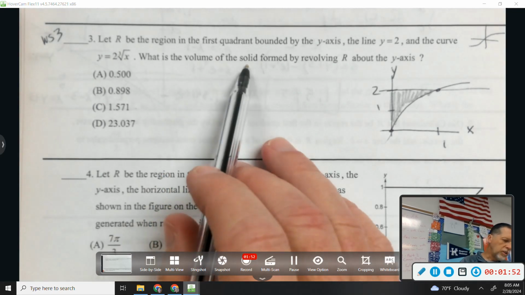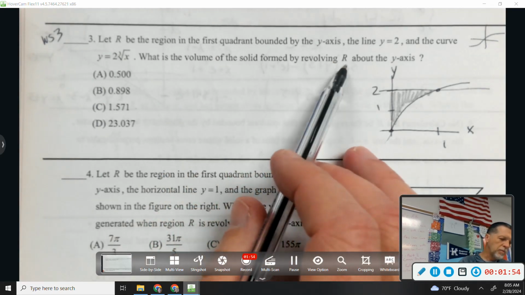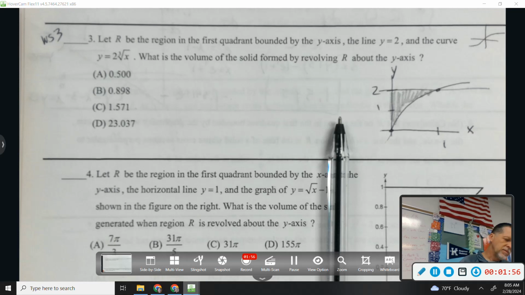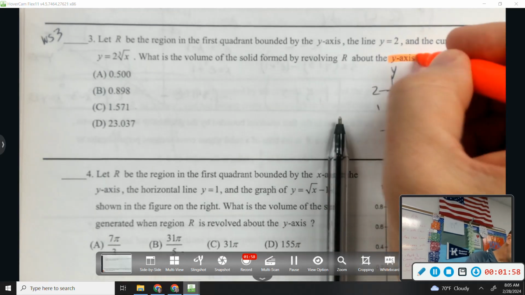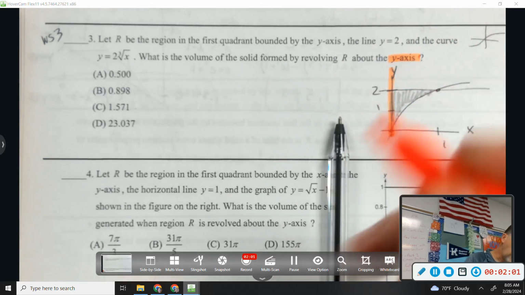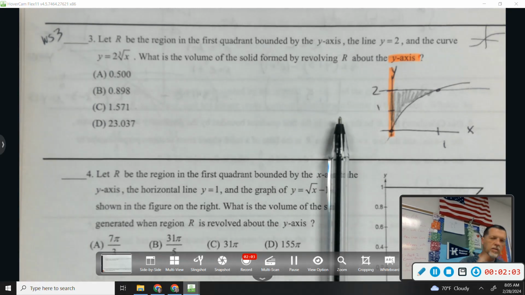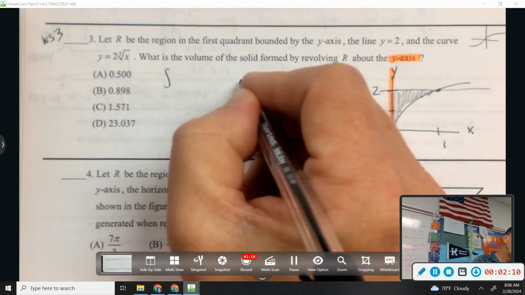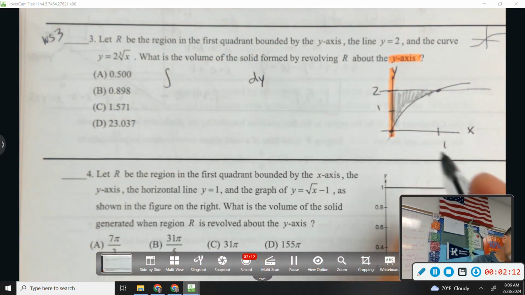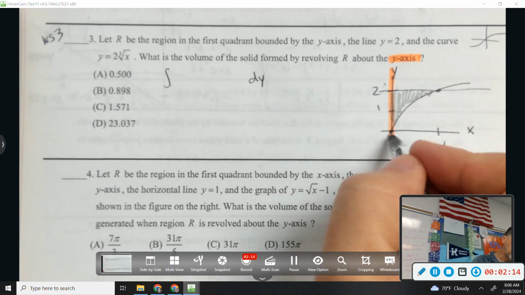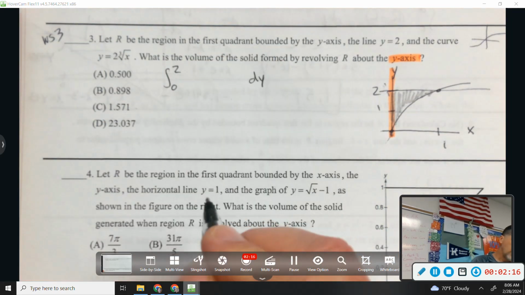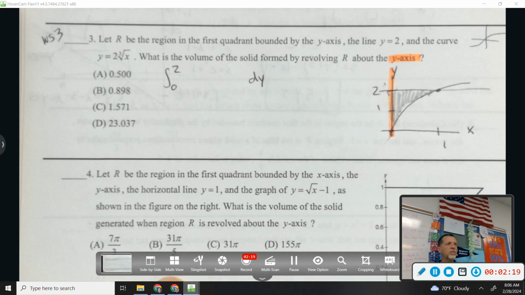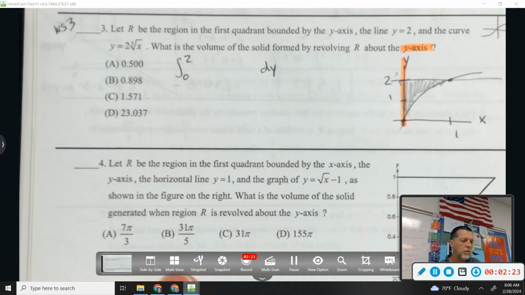What is the volume of the solid formed when revolving R about the y-axis? There's my y-axis. So I'm revolving it this way. Is this a dy or a dx problem? dy. So I'm already thinking I've got to go 0 to 2 then. Disk or washers? Disk. Good. I'm glad this was a disk problem. We hadn't seen a disk problem in a while.